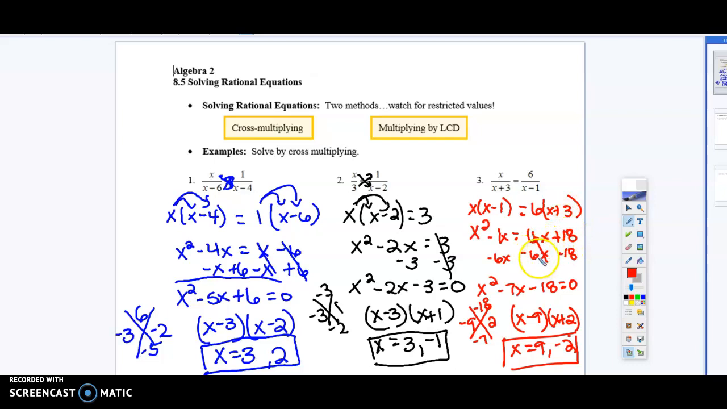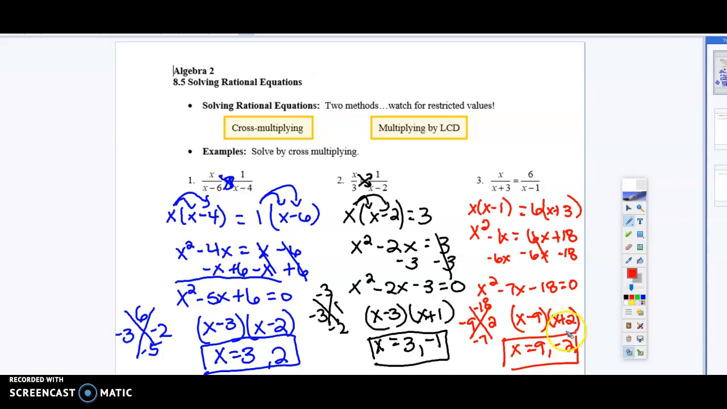So we're going to subtract 6x from both sides, and we're going to subtract 18 from both sides. And when we do that, we're going to get x squared minus 7x minus 18 equals 0. We're going to do our big X method. So we're going to take our a times c, which is going to give us negative 18, and our b is going to be negative 7. So the two numbers that will make that happen are negative 9 and 2. Set it up in factored form, set each of these equal to 0, and solve.